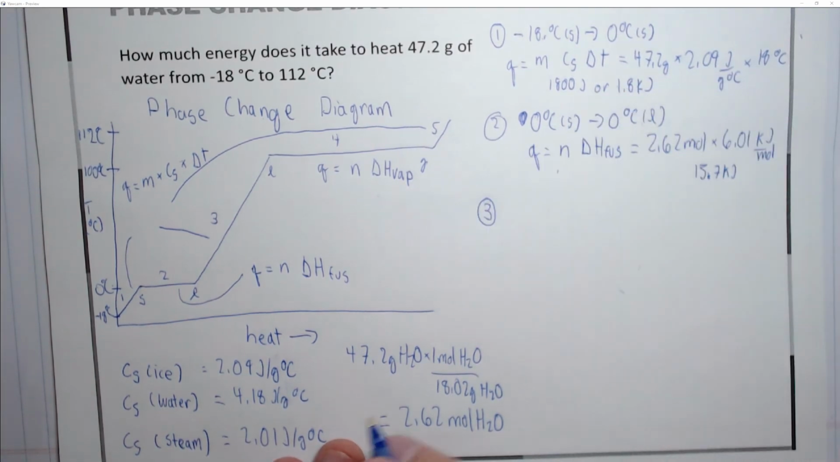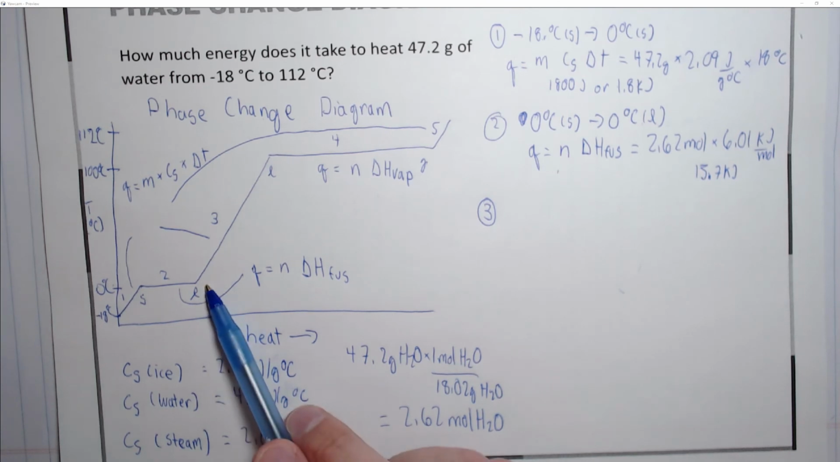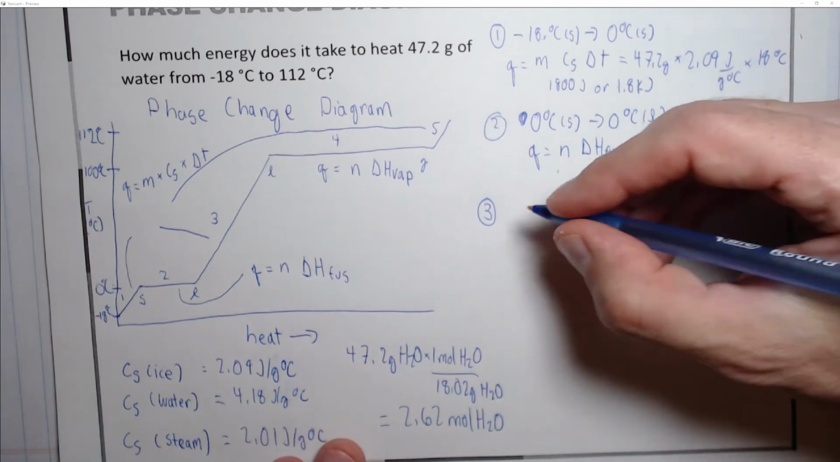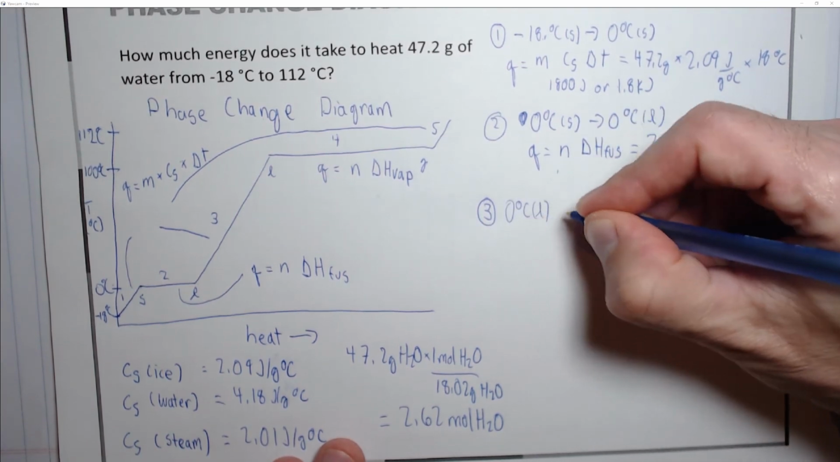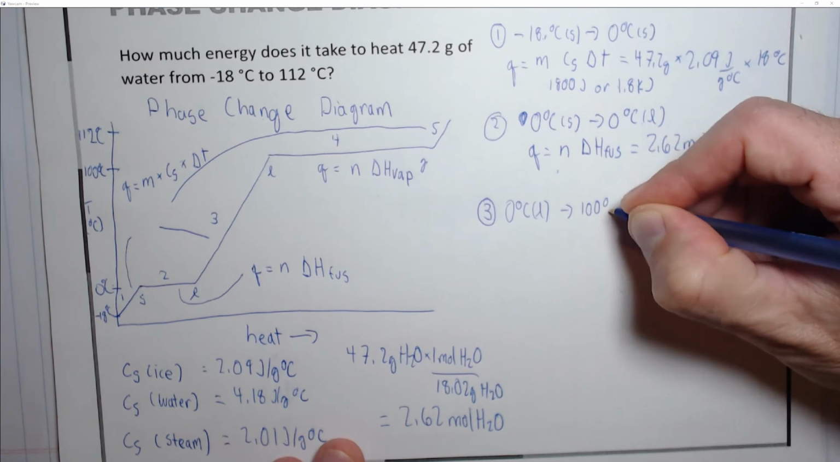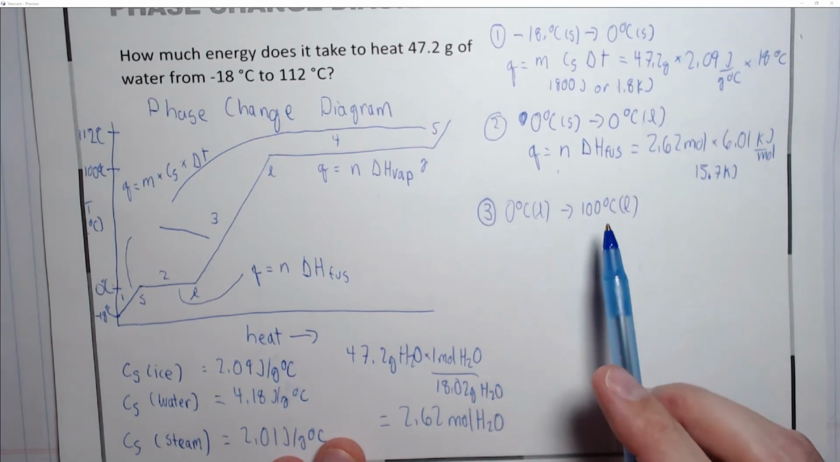Segment 3, what are we doing? We're going from liquid at 0 to liquid at 100. So we have 0 degrees C, liquid, to 100 degrees C, liquid. All the temperatures where water is a liquid.